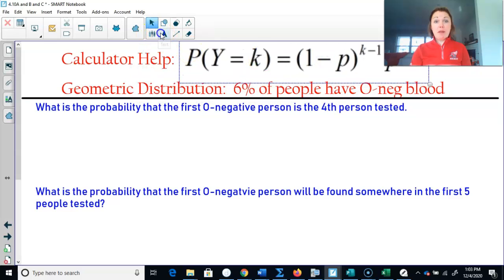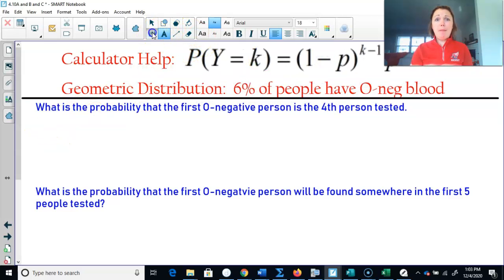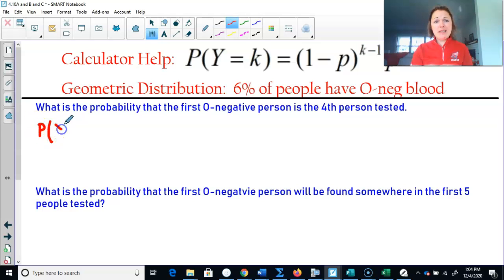So let's use that formula, okay, to start writing it out. So the probability Y we can say, or X, I don't care, is equal to K. Remember we said that K was where is our first success going to occur? Well, that's that 4th person. So Y is equal to 4 is equal to 1 minus P. The probability is 6%, guys.